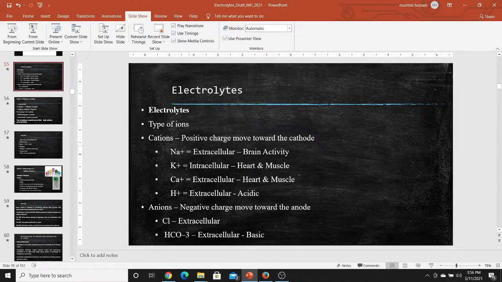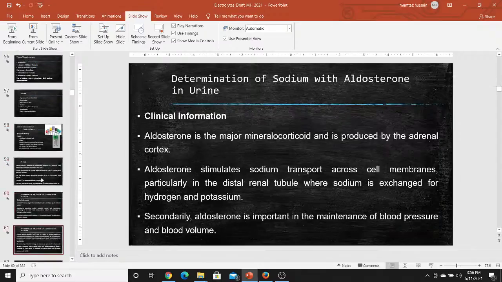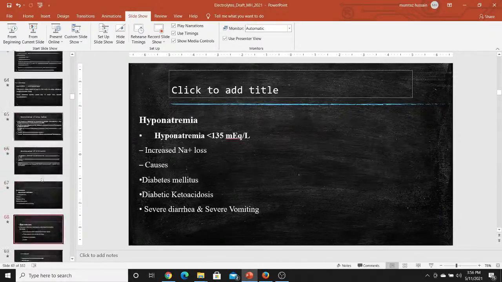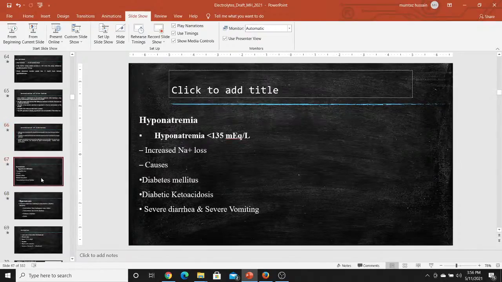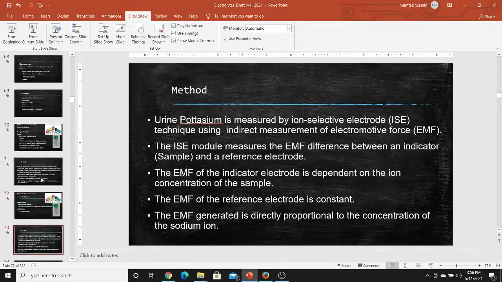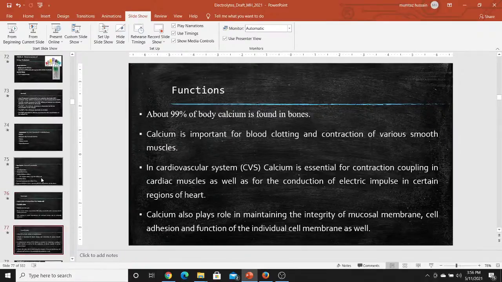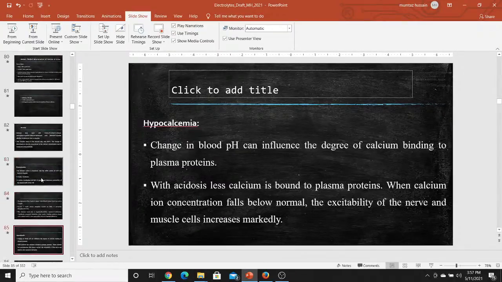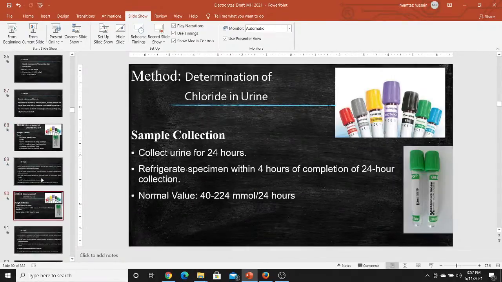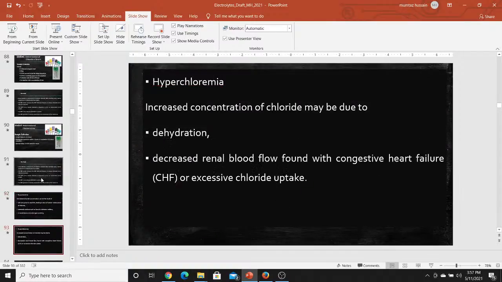Sodium, urine sodium and serum sodium are measured by ISE technique, and potassium is also measured by ISE technique. Aldosterone is measured by LCMS technique, and calcium is measured by ISE technique. Chloride, urine chloride, is measured by flame photometric technique, and bicarbonate is measured by UV spectrophotometric technique.